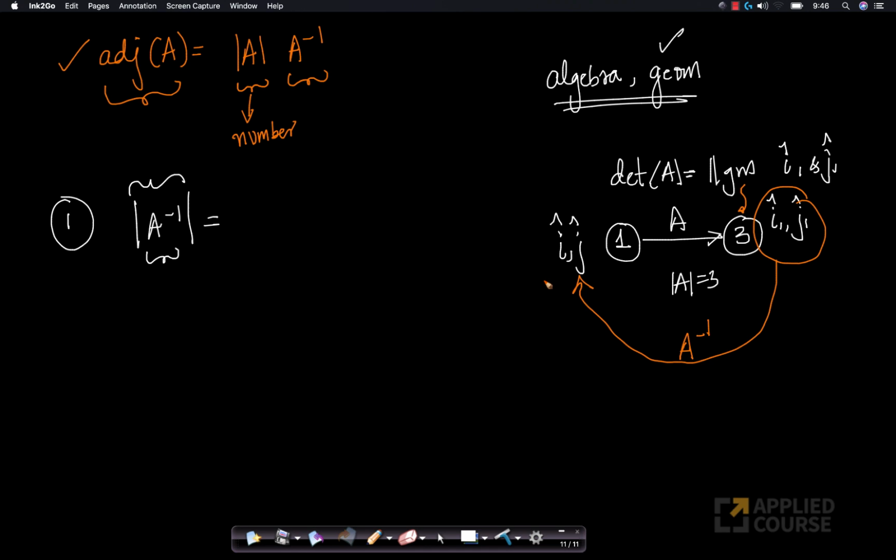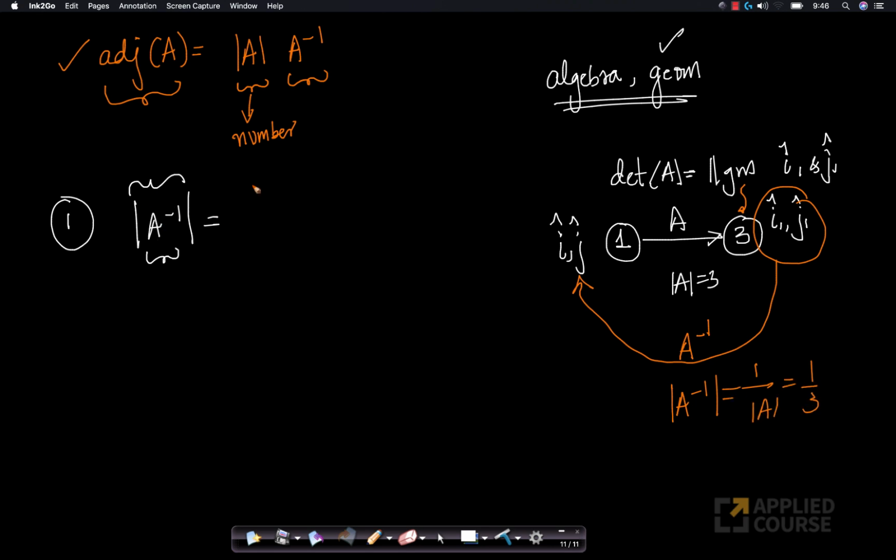Now when I go back, what happens? The area should get 1/3, right? Because this tripled, I'm going exactly the opposite way. Here I'm going the forward way, here I'm going the backward way. Hence, det of A inverse should be 1 by det of A, which is equal to 1 by 3.